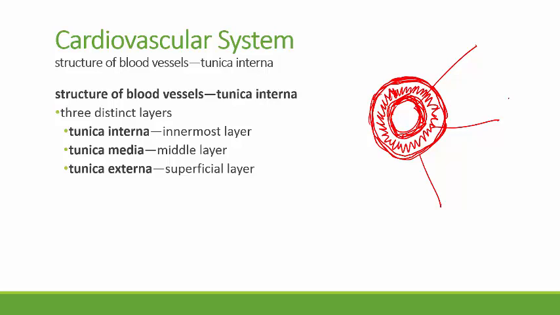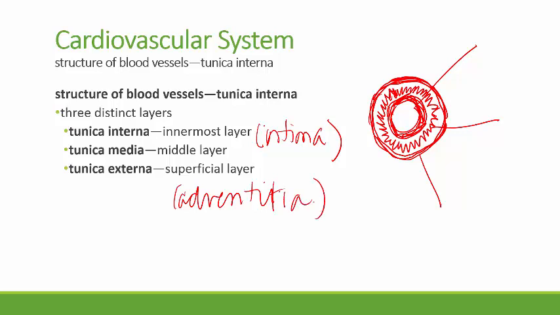So there are alternative names for the Tunica Interna. That's sometimes called the Tunica Intima. So think of it as the one that is most intimate with the blood. And then sometimes the Tunica Externa is referred to as the Tunica Adventitia. So those are alternative names for it. We will use, like the book does, the names Tunica Interna and Tunica Externa. I think they are most useful in being able to remember.